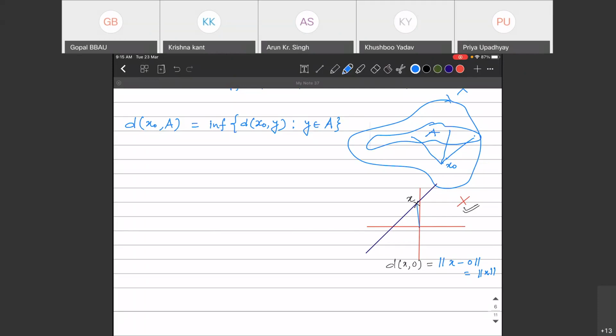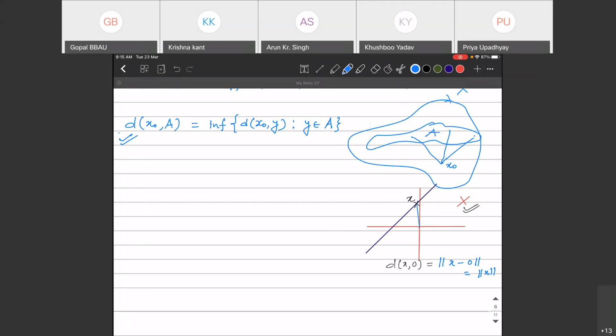Okay, then. So now we'll use this definition. Let's move ahead. For finding this d0 of MF, what do we see? We take any arbitrary point from X, and we will see its distance from zero. Then we take the infimum over all such distances. Correct?